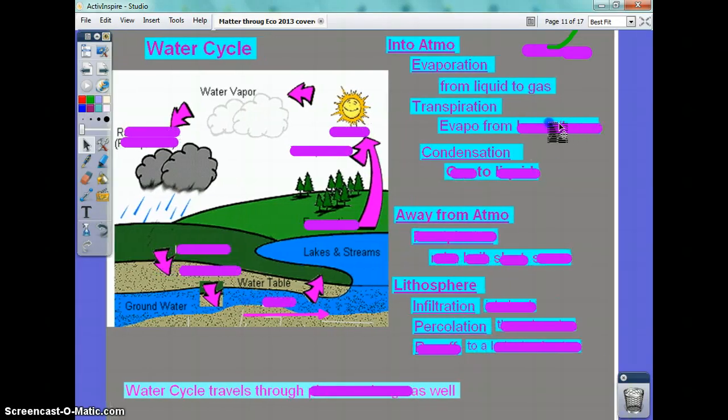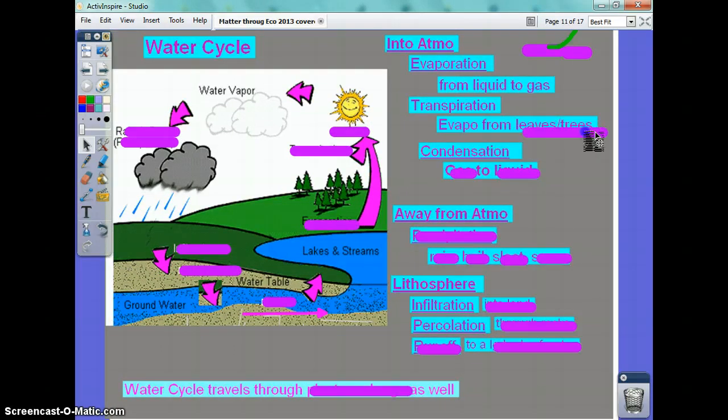Transpiration is a type of evaporation. It just occurs in the leaves of trees. So it's still evaporation, except it's coming from the leaves of a tree. You learned that in elementary school. My daughter's learning it right now, and she's 10. Condensation. So now we're here. Gas to liquid.